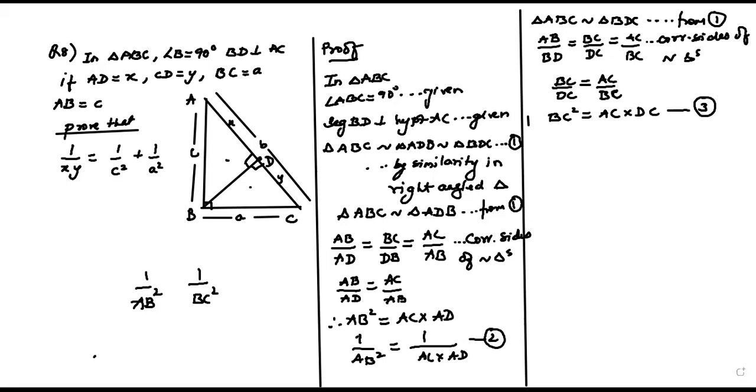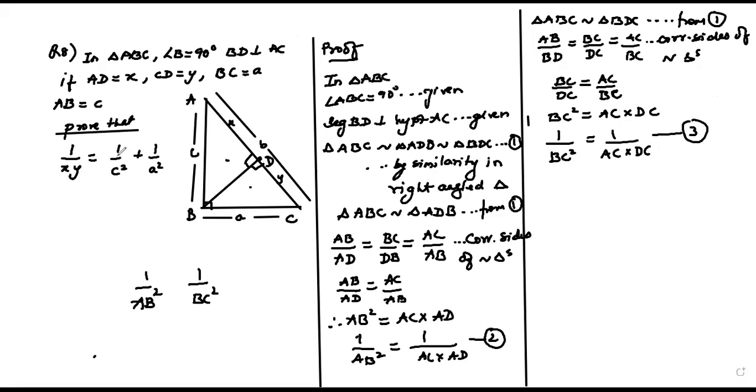Now, I will not call this as statement number 3. I better bring it in the form of 1 upon BC square. So 1 upon BC square, and here since it's AC into DC, product is there, this one term. So the whole thing 1 upon AC into DC. Okay, I call this as statement number 3.